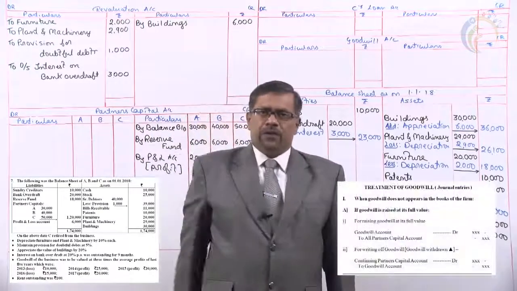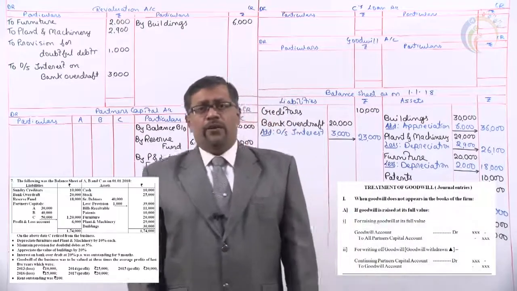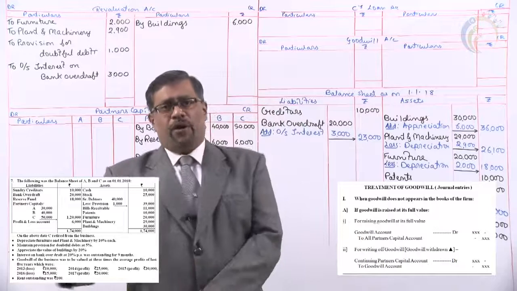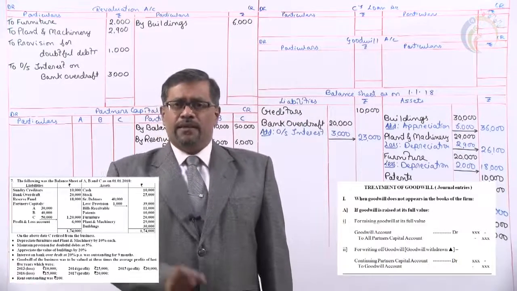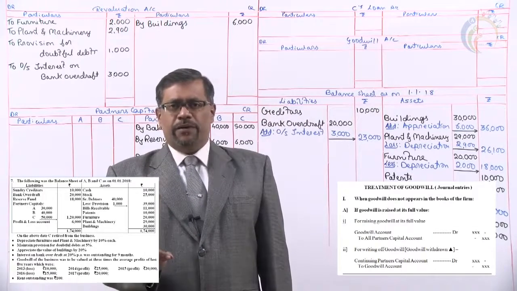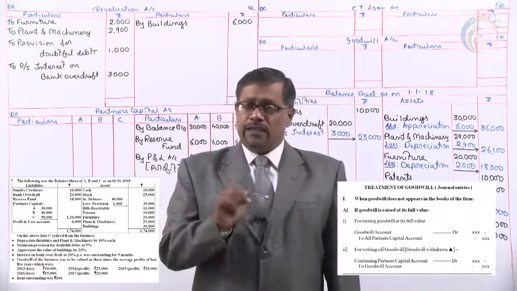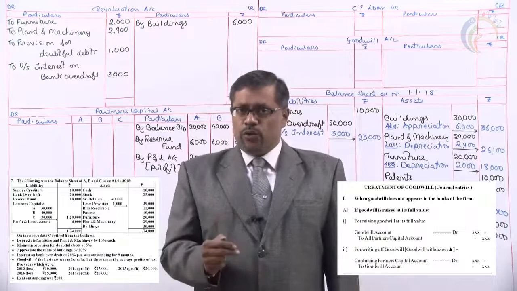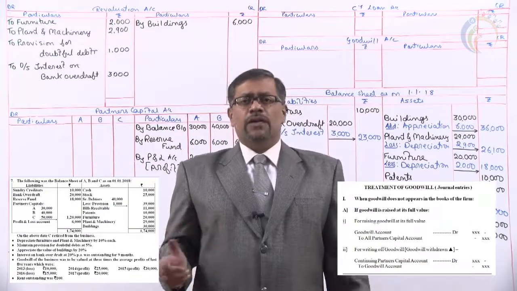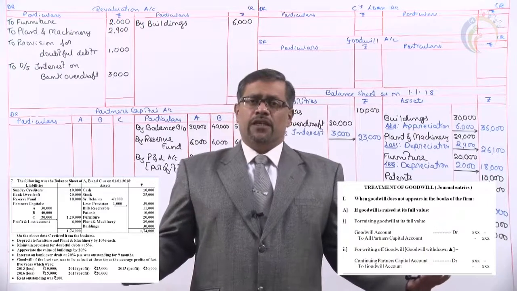Next, goodwill of the business was valued at 3 times the average profit of the last 5 years, and the profits and losses have been given. We have done the working note for that. By using the average profit method, we first got the goodwill as 30,000. In the next note, that 30,000 goodwill we have distributed in equal ratio. What you get is 10,000 each.